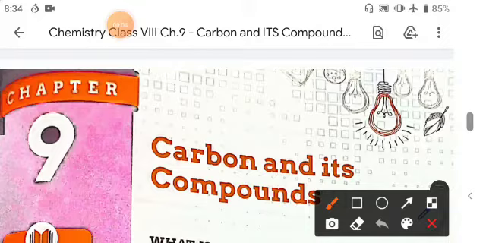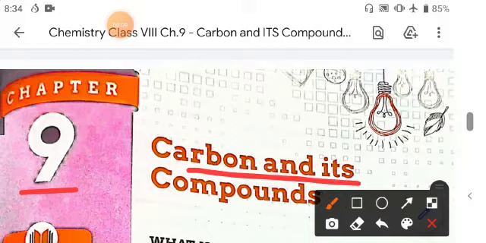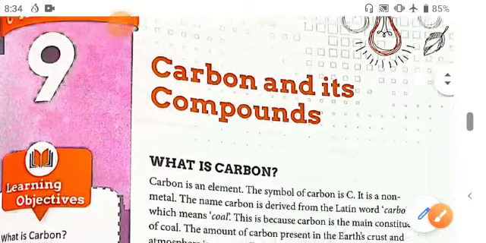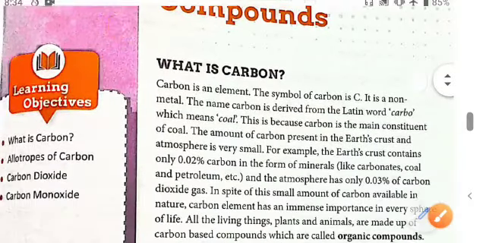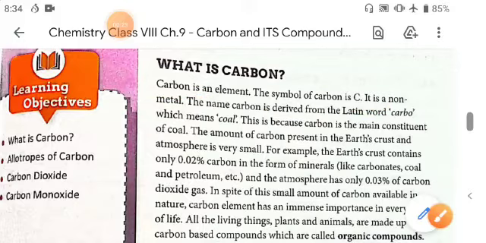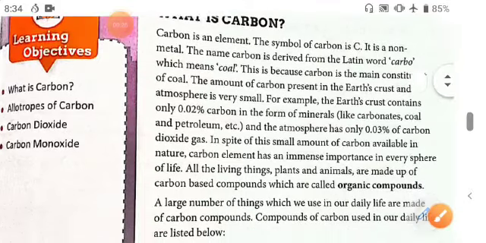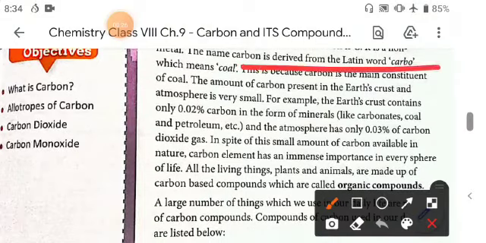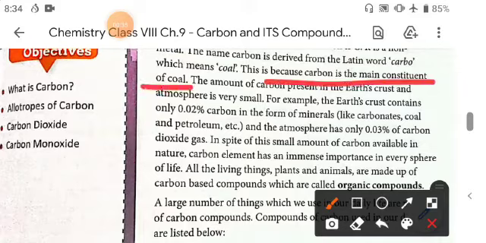Today we are here to study a new chapter, chapter number 9, and the name of this chapter is Carbon and its Compounds. So, what is carbon? Actually, carbon is an element. The symbol of carbon is C and it is a non-metal. The name carbon is derived from a Latin word, carbo, and the meaning of carbo is coal. This is because carbon is the main constituent of coal.